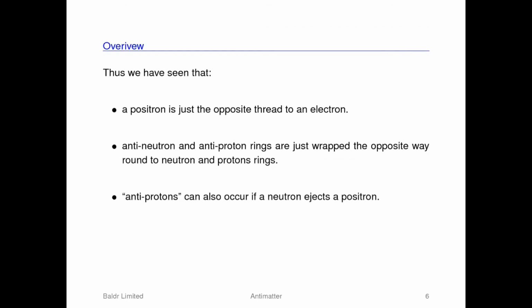Overall, therefore, we have seen that antimatter looks exactly the same as normal matter and consists of the same number of threads. In the case of a positron, it consists of the opposite thread to that of an electron, whereas an antineutron and proton rings are wrapped the other way round compared to a normal neutron and proton ring. However, we did note that an antiproton could be produced from a normal neutron if it ejected a positron instead of an electron, but this type of antiproton would not be wrapped the same way round as an antineutron.